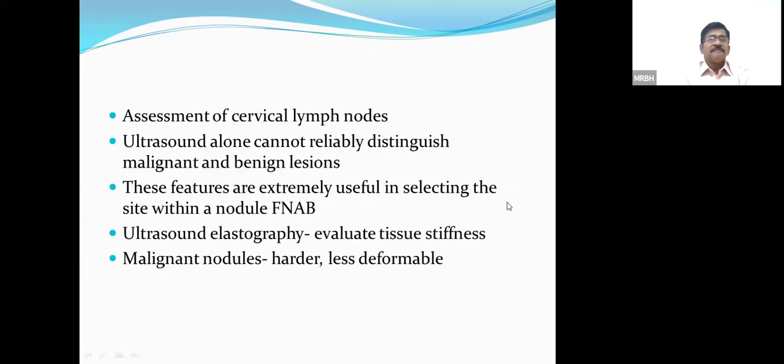Ultrasound can also assess the cervical lymph nodes. However, ultrasound alone cannot reliably distinguish malignant and benign nodules. These features are extremely useful in selecting the patient for FNAC, and ultrasound guided FNAC is more desirable in a patient having a suspicious nodule. Ultrasound elastography can evaluate the tissue stiffness, and as I already said, malignant nodules are harder and less deformable.